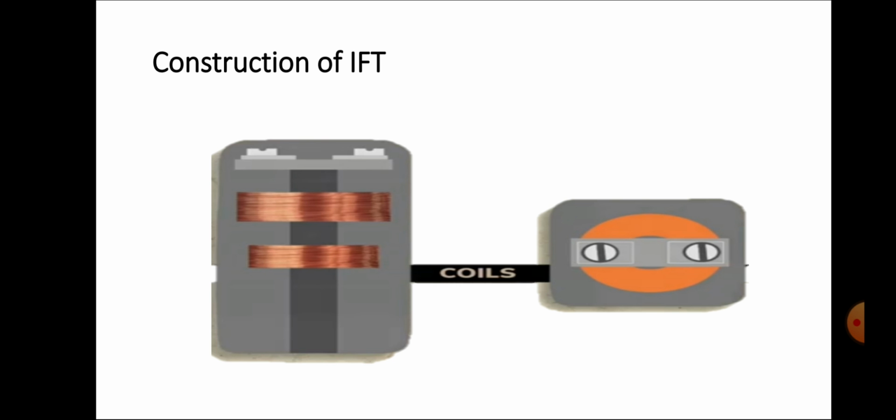This is the basic construction of the IFT. Here on the right side we have a top view of the IFT. On the left side we have a side view of the IFT. In the top view we can see the two capacitors. In the side view we have the secondary coil and the primary coil. The secondary coil has a higher number of turns, so it steps up the voltage at the intermediate frequency.